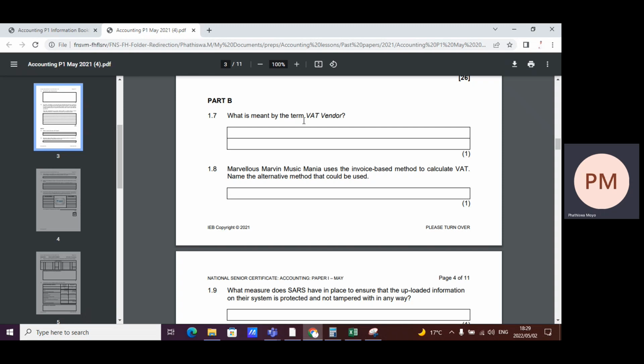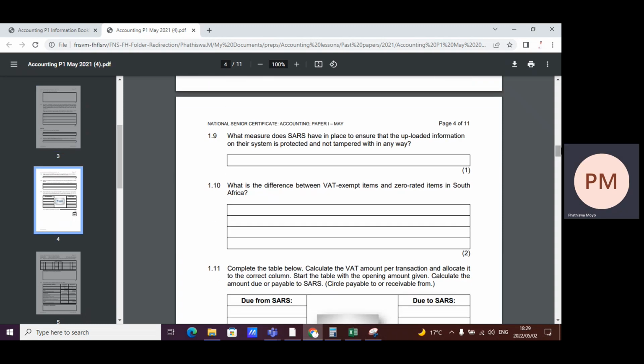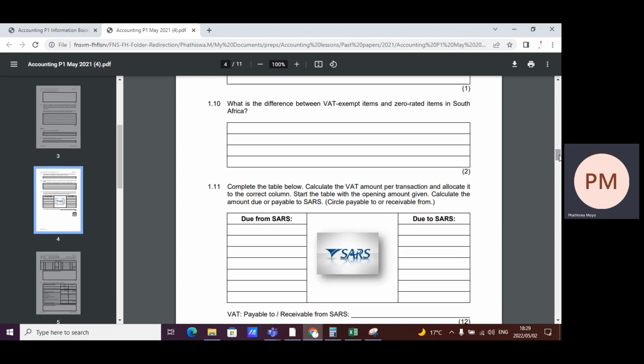Marvelous Marvin Music Mania uses the invoice-based method to calculate VAT. Name the alternative method that could be used. It's the cash basis, the payment basis. What measure does SARS have in place to ensure that the uploaded information on the system is protected? It is encrypted and password protected.